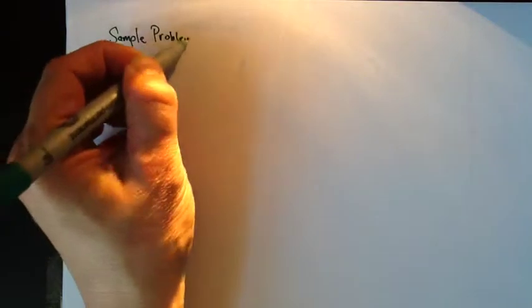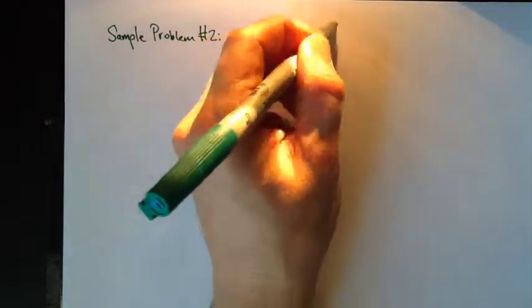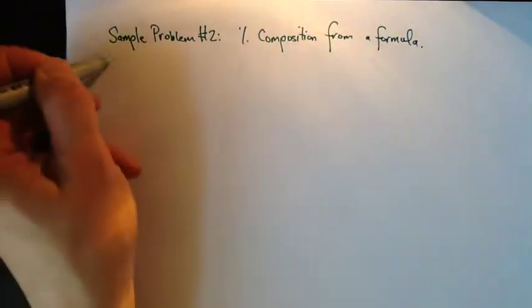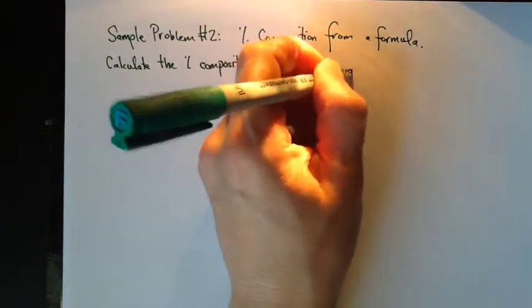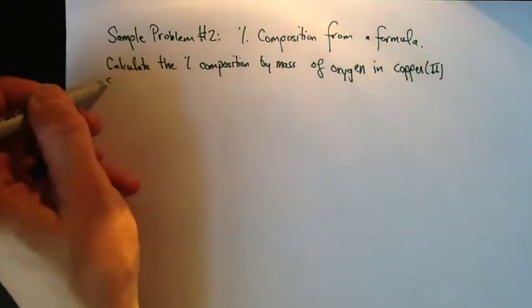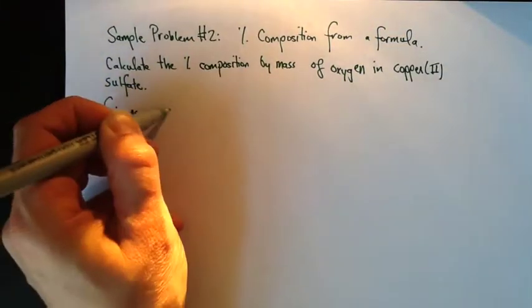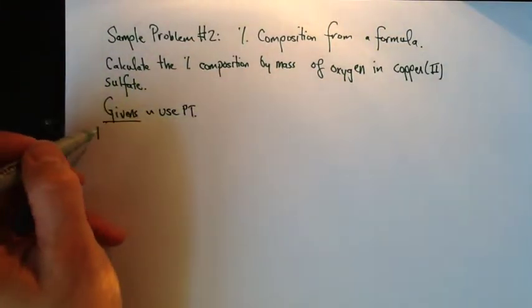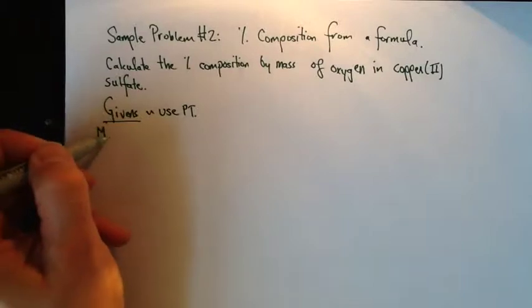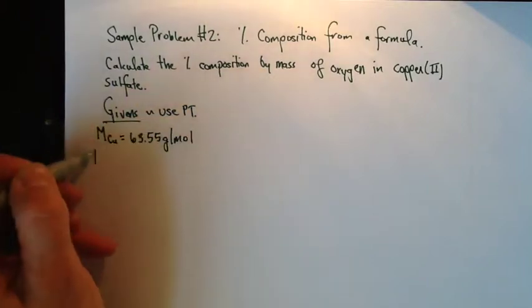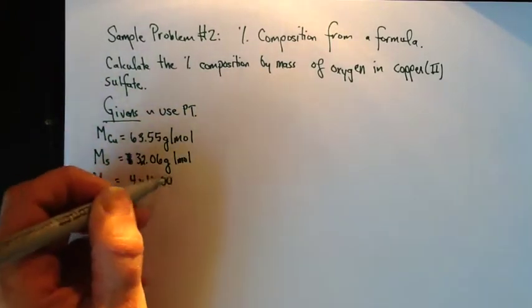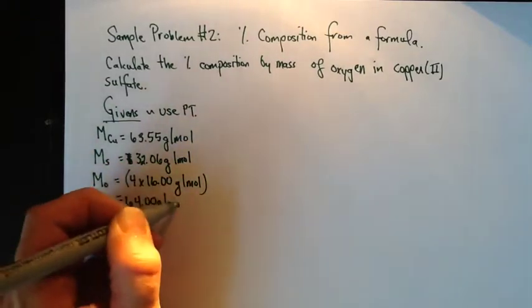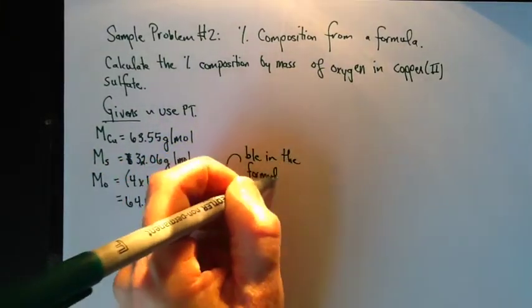In this second sample problem, it will look as if there is no data given. You will use the molar mass from the periodic table to determine the percentage composition by mass of oxygen in copper 2 sulfate. State your given information by simply writing down the molar mass from the periodic table. However, since there are 4 atoms of oxygen in a molecule of copper 2 sulfate, you will need to multiply the molar mass of oxygen by 4.